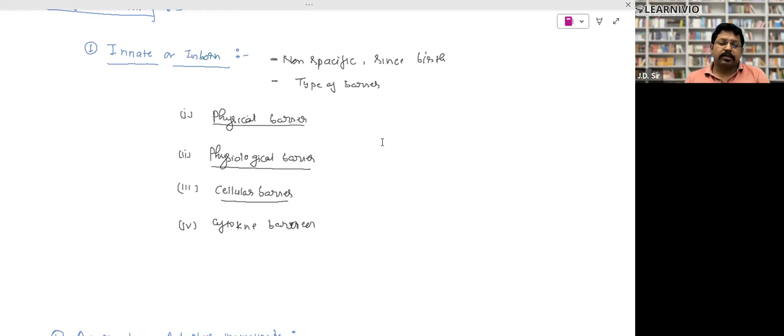Then the cellular barrier. Even if the pathogen is very strong and can cross the physical and physiological barriers, when it reaches the blood, what happens? There are particular cells, WBC, that start fighting against it. Either they will eat it or they will kill it through the production of antibodies. Last but not least, the cytokine barrier. What happens in the cytokine barrier? When a cell gets infected by a virus or any other pathogen, this infected cell produces a particular kind of compound or protein. That protein makes the nearby cells immune against that disease, and it stops or tries to stop the spread of disease, right? Clear? Innate immunity?